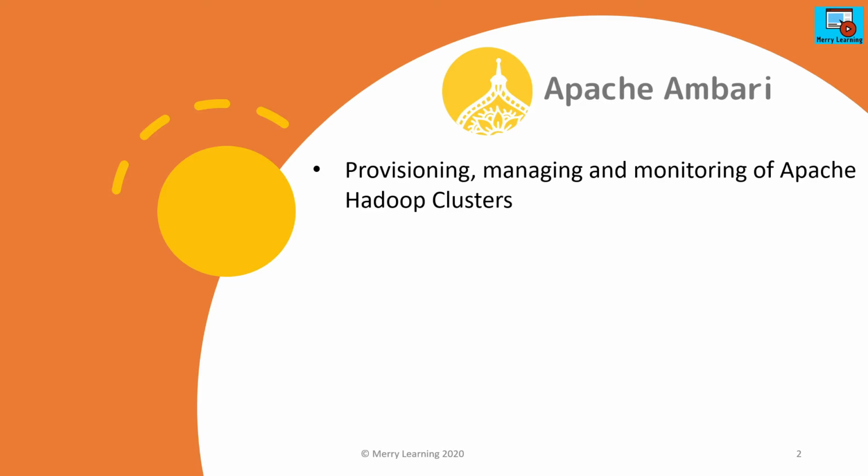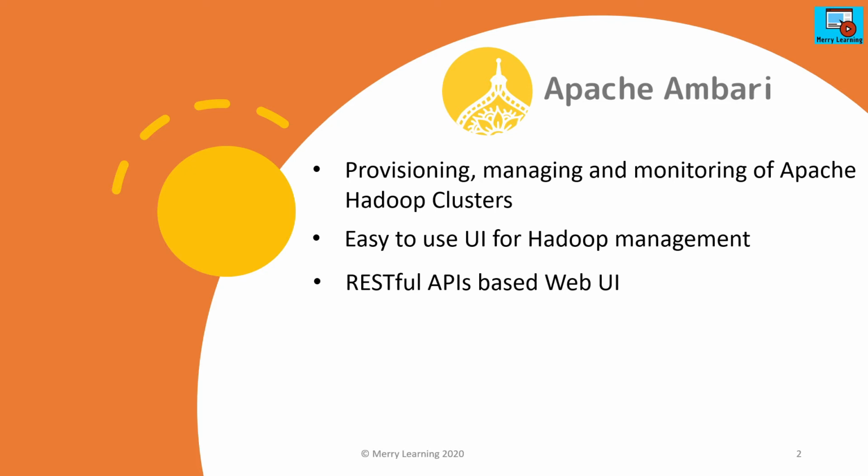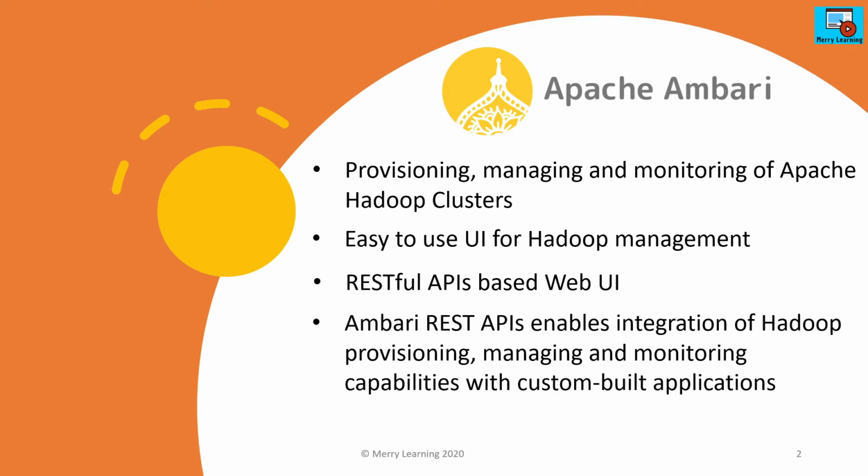Apache Ambari is one of the components in the Hadoop ecosystem that is used for provisioning, managing, and monitoring of the Apache Hadoop clusters. Ambari provides a user interface for Hadoop management which is very easy to use. It also has an intuitive web browser-based user interface built on top of REST APIs. The major use of these REST APIs is that they allow application developers and system integrators to easily integrate Hadoop provisioning, managing, and monitoring capabilities into their applications.